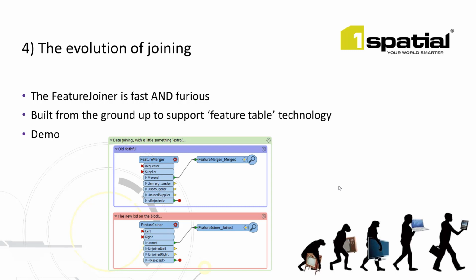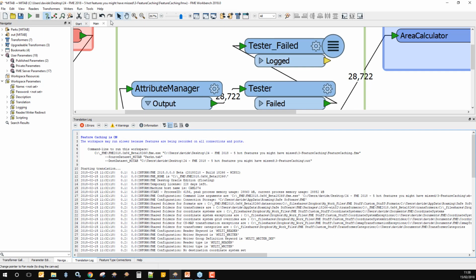What needs to happen in FME over time is that certain transformers where this is going to make a difference, and in particular joining is a big hitter, the Feature Joiner can now make use of this feature table technology. So let's again stop talking about it and show you what that means.